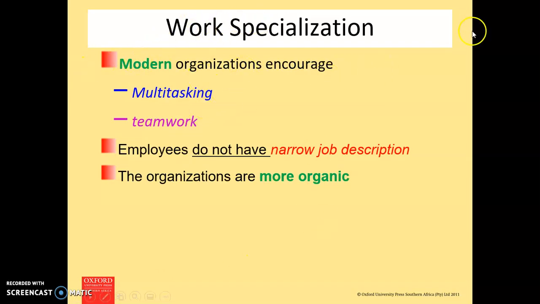Modern organizations, however, encourage multitasking instead of just doing the task repeatedly. So modern organizations prefer employees who can do many different tasks at the same time, or who like to be involved in teams or work as a team. So they prefer employees who are multitasking and can also work in a team. So employees do not have narrow job descriptions or work specializations.